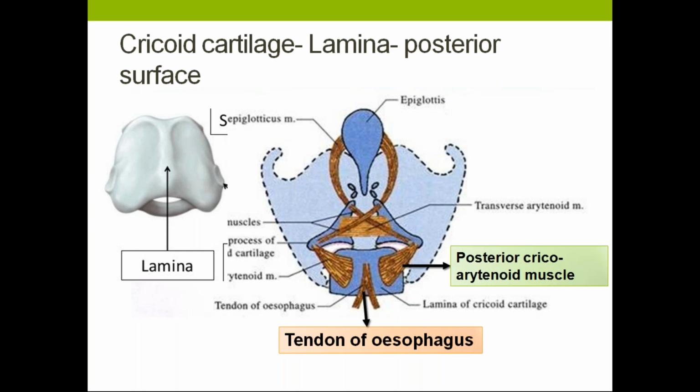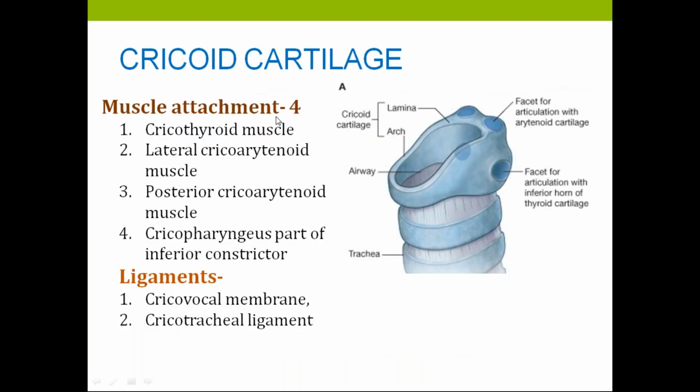Okay, so now we will see the summary of the attachments of the cricoid cartilage. I already said the arch outer surface gives attachment to cricothyroid muscle and lateral cricoarytenoid muscle. The lamina on the posterior surface gives attachment to posterior cricoarytenoid muscle.